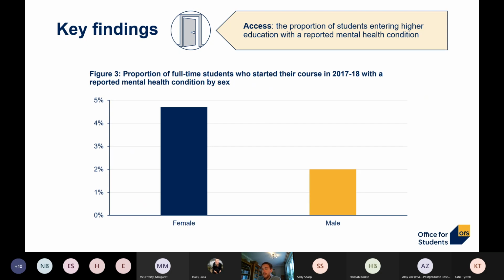And this is the difference by sex. So female students were more likely to report having a mental health condition than male students. The proportion's over double. And it's actually worth noting that this kind of reflects the proportion that is seen in the wider population as well, with increased reporting amongst females.